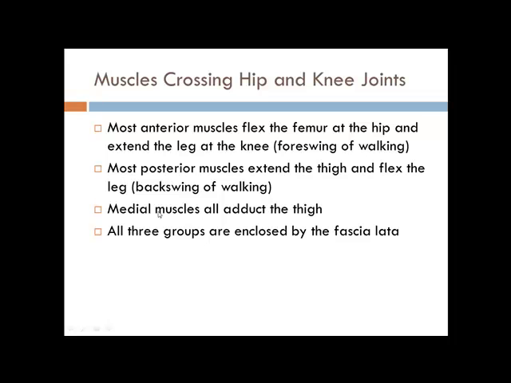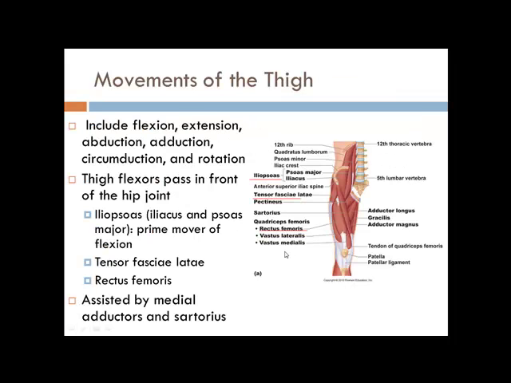Okay. Next we're working our way into the leg. So we're going to have anterior muscles. Those will help with flexing of the femur and the hip. Posterior muscles will help with extension of the thigh and flexion of the leg. Okay, all three groups are going to be enclosed by our fascia lata. So here we're looking at an anterior picture here.